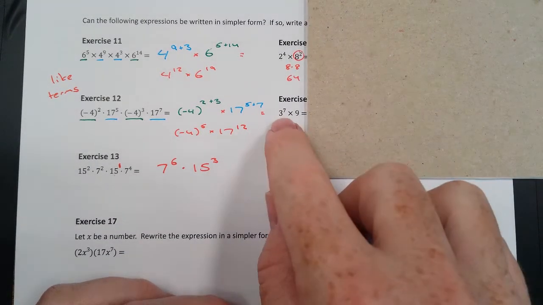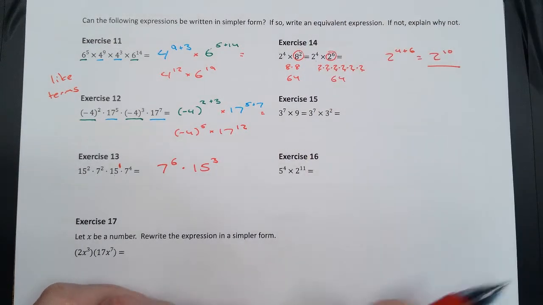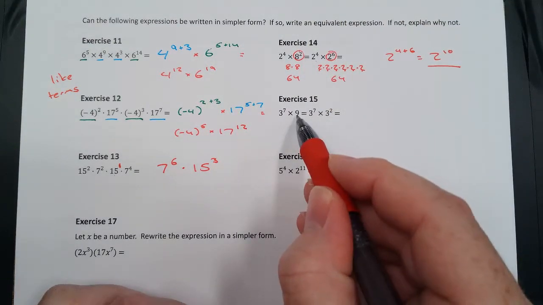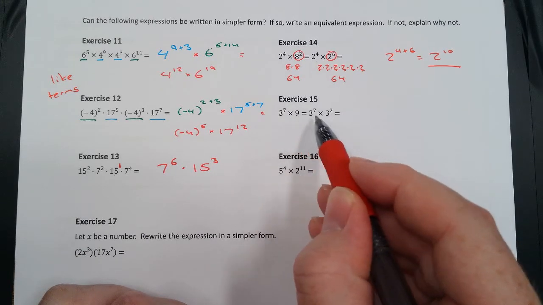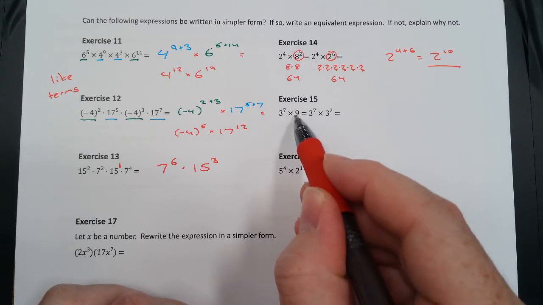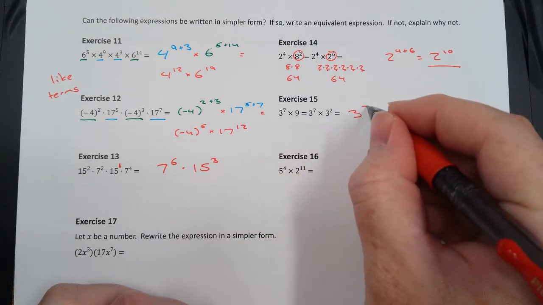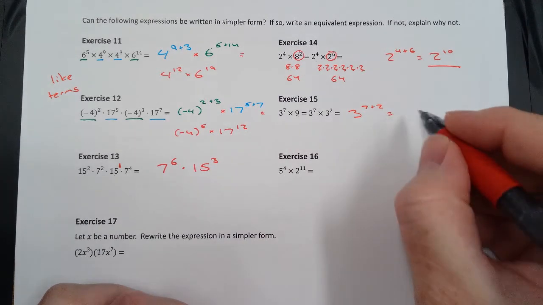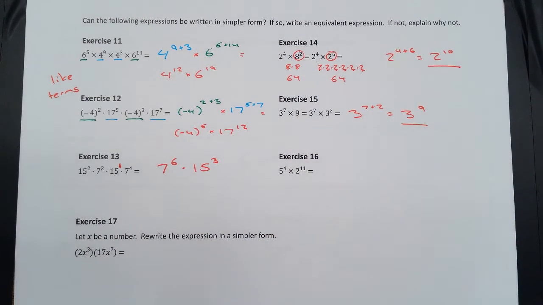Started with 3 to the 7th times 9, and you say, Mr. Baer, those bases are different. Yes, they are different, but we can make them the same because we take 9 and we say, well, 9 is just 3 squared because 3 times 3 makes 9. Now we change the base. The base changes from a 9 to a 3, so we can combine them to make 3 to the 9th.